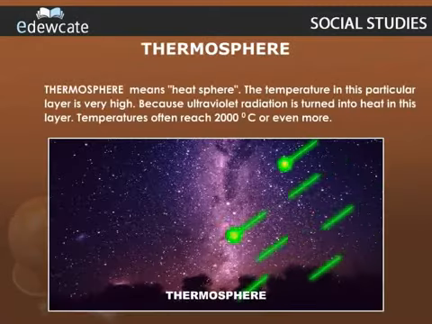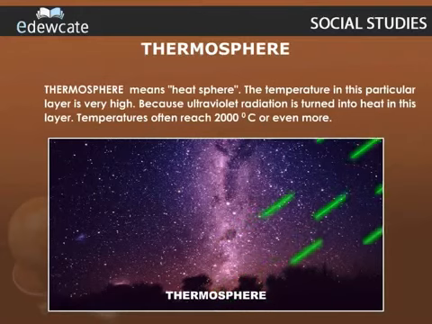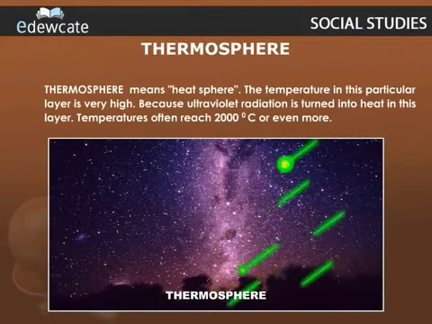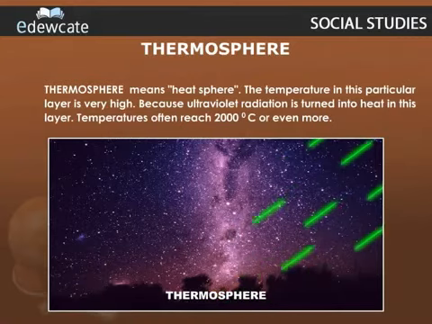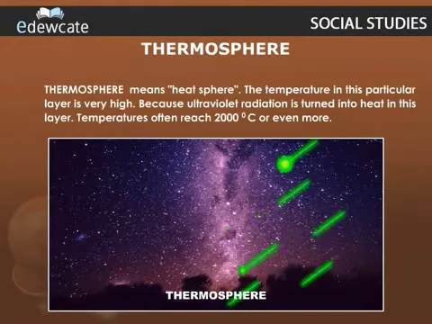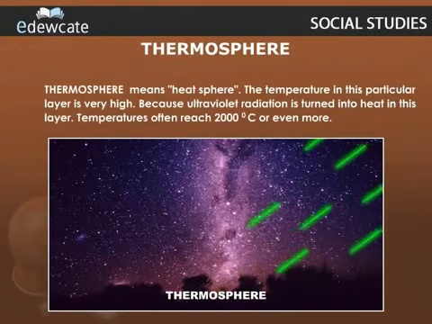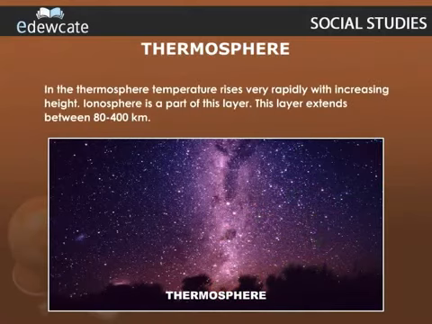Thermosphere, as the name suggests, literally means heat sphere. The temperature in this particular layer is very high because the ultraviolet radiation is turned into heat in this layer. Temperatures often reach 2000 degrees Celsius or even more. In the thermosphere, temperature rises very rapidly with increasing height.